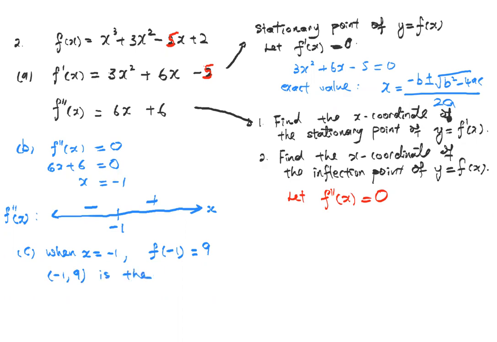Okay, they ask for the coordinate of the inflection point, correct? If you look at the graph, you know that is a non-horizontal inflection point. Straight away write down non-horizontal. That will be a better answer. It's a non-stationary inflection point.